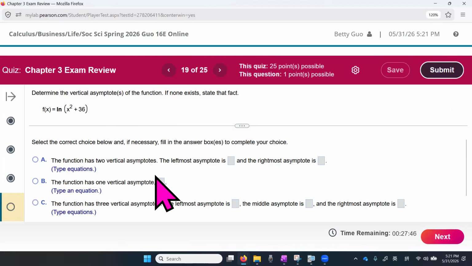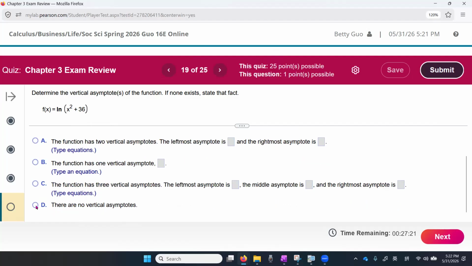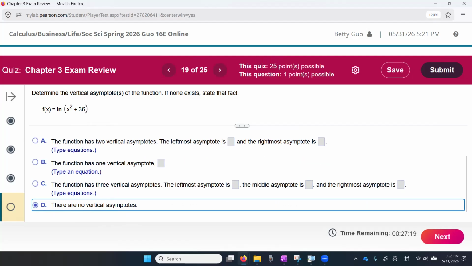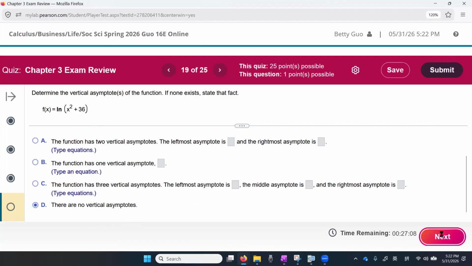Question number 19. Vertical asymptote, okay? For a vertical asymptote, x equals a number that would make the argument be 0. And look at this one, x squared plus 36 is strictly bigger than 0. There's no x that would make this argument be 0, so it does not have a vertical asymptote. Otherwise, there should be a value that makes the argument be 0. That's not possible. So there are no vertical asymptotes. Next.